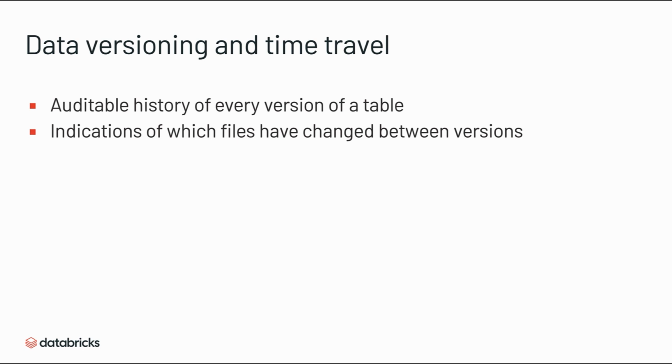We also have this idea of data versioning and time travel. With Delta Lake, the transaction logs used to ensure ACID compliance create an auditable history of every version of a table, and it indicates which files have changed between versions. That log makes it easy to retain historical versions of the data to fulfill compliance requirements in various industries, again, looking at things like GDPR and CCPA.